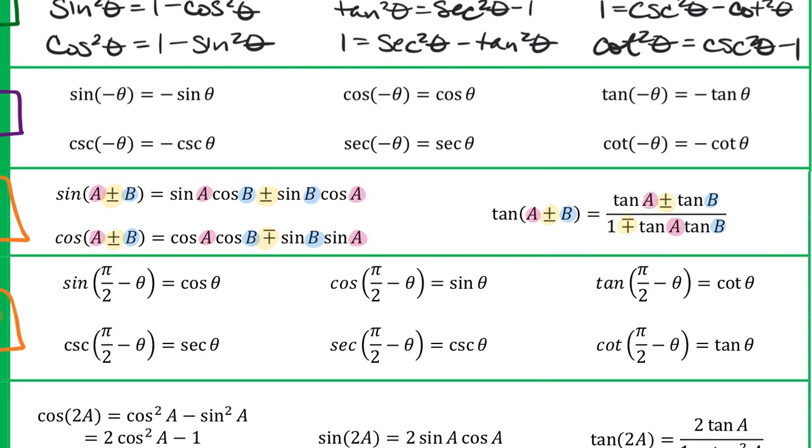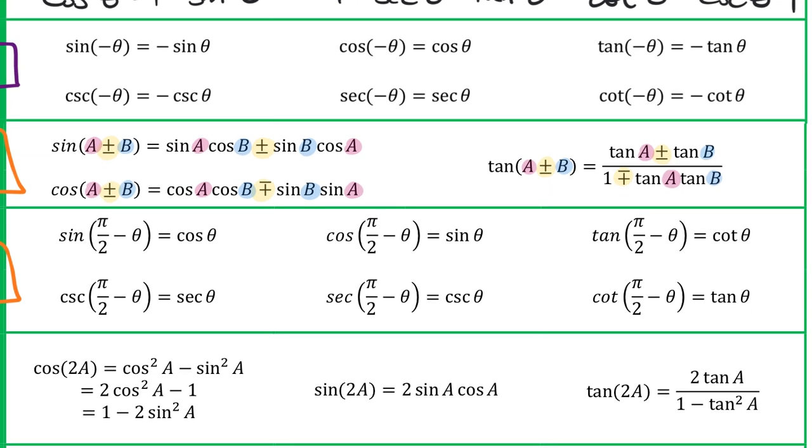The co-function identities, I'm just going to go ahead and talk about this now since we're on this page. We are also going to use them in this section. These should make sense to us. There are co-functions, which I believe we discussed before. Sine and cosine are co-functions. They differ by 90 degrees, and if we're working in radians, that's pi over 2.